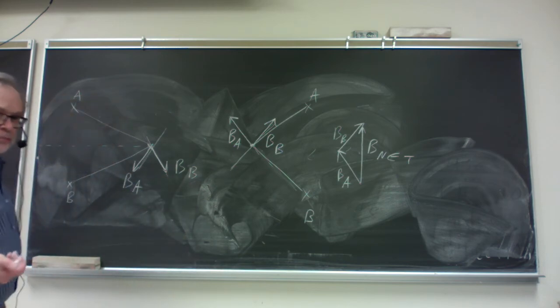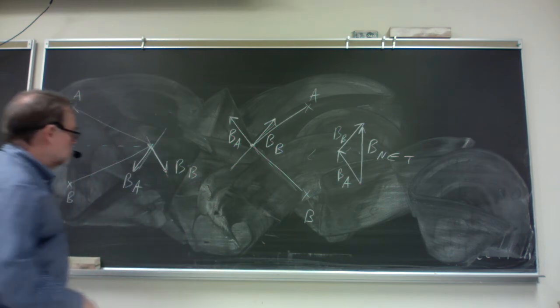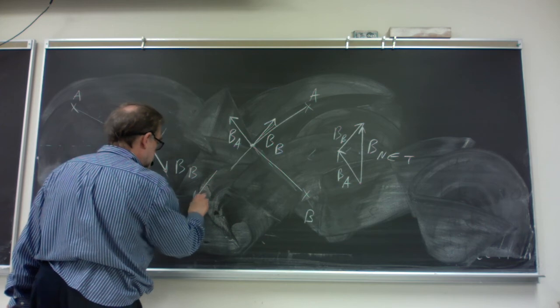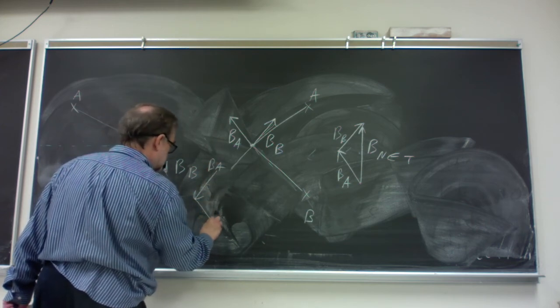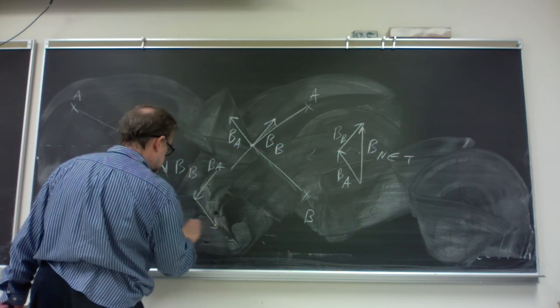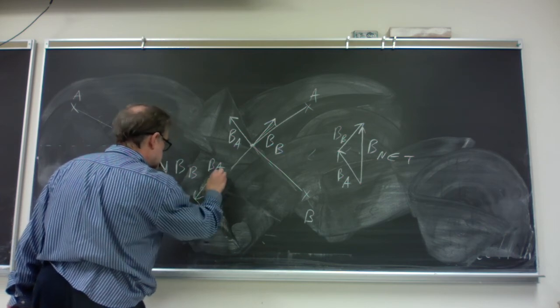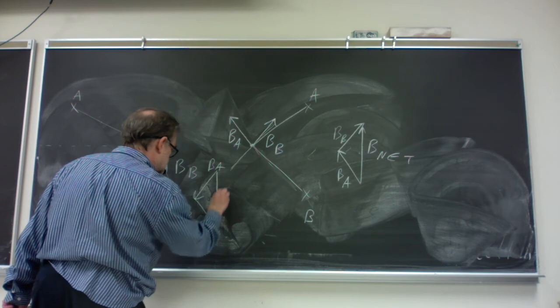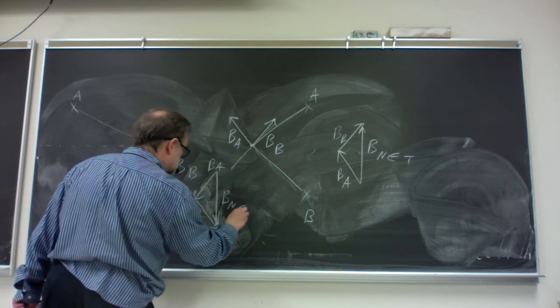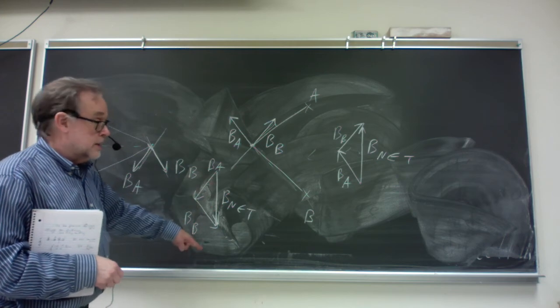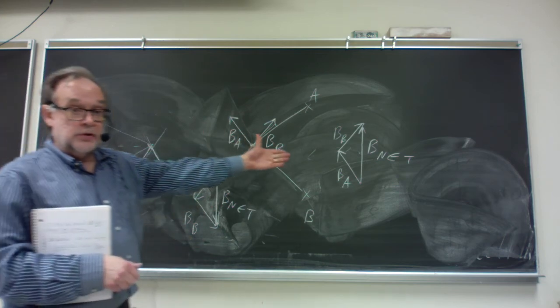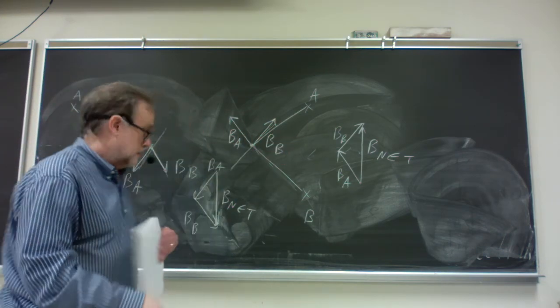So that's the direction of BB, and then when you add those two to get the net field, you've got BA, and add to it BB, and then the net field is straight down, just as the field on the other side was straight up.